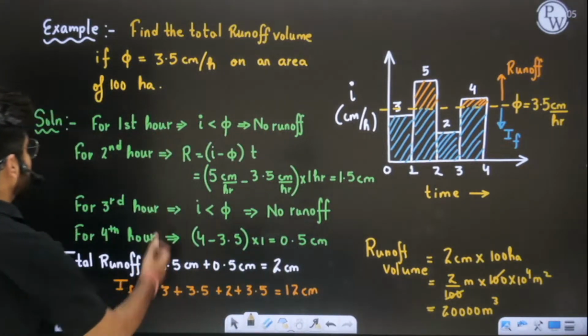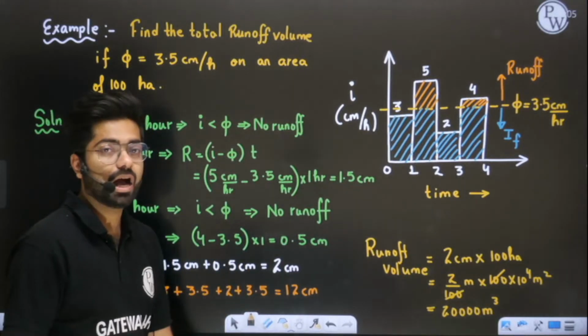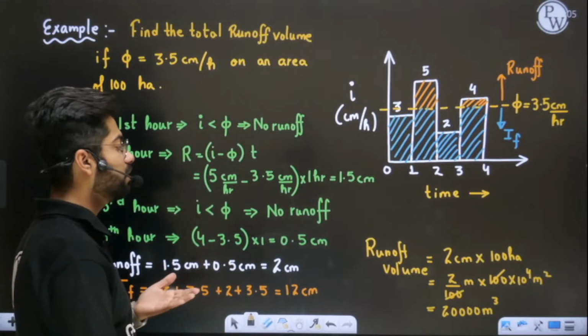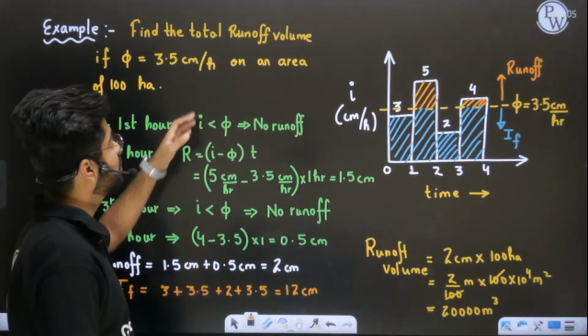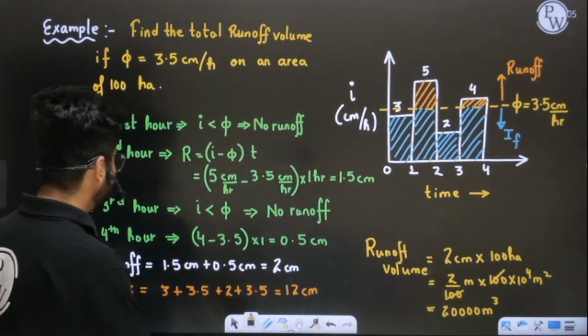So this was one of the examples. This was basically showing you the application part, what is the application of phi index. The application of phi index is basically to find the runoff volume. This I have already told you. I hope you remember it.